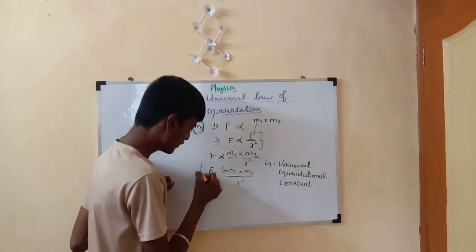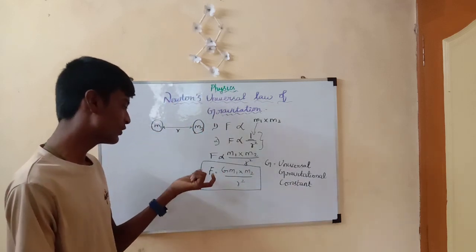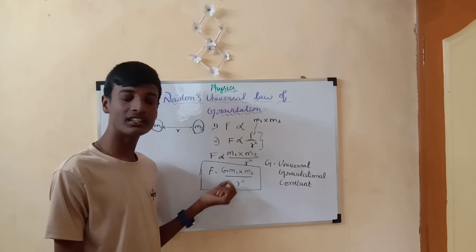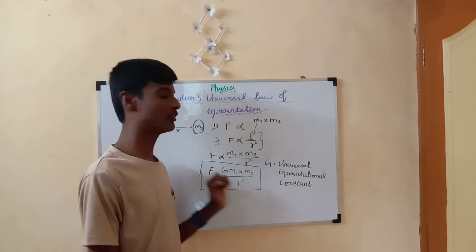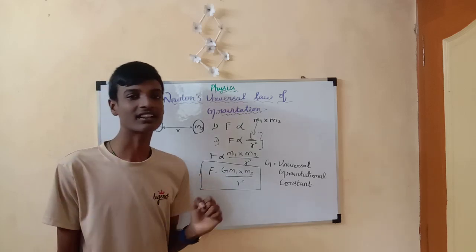So this is the final derivation of the universal law of gravitation, that is, force is equal to G into M1 into M2 by R square. According to Newton's universal law of gravitation, this is the correct derivation.